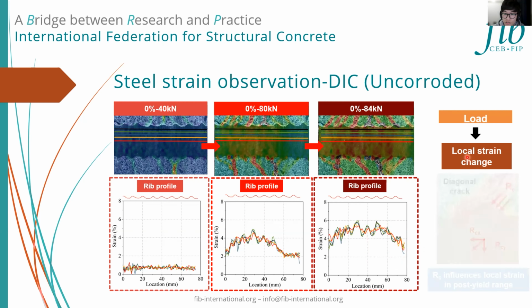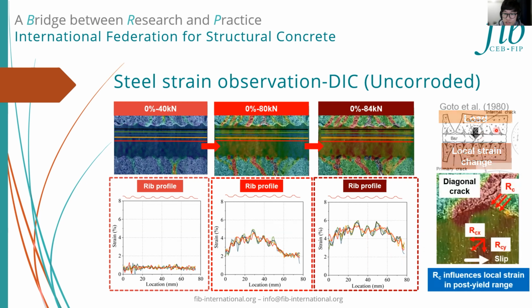So this phenomenon, I think, is caused by the compressive force transferred from the concrete at the rib tip. As Professor Goto has pointed out, when the primary crack and internal crack occur in the concrete at the rib tip, the side near the primary crack is compressed. However, in the elastic range, the rebar is not easy to deform compared to the post-yield range. Therefore, this compressive force cannot induce local strain change before the rebar yields. However, in the post-yield range, the steel bar is easily deformed, and this stress can cause a stress redistribution and cause the local strain change in the post-yield range.